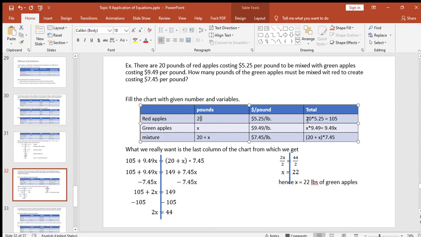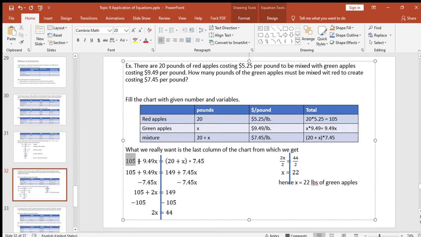Again, what we really want is this last row, because this gives us an equation to solve for x. And if you put it together, 105 plus 9.49x is equal to 20 plus x times 7.45. You'll get a good equation. And let's start simplifying things. If you distribute 7.45 to 20 and x, you'll get this new equation.